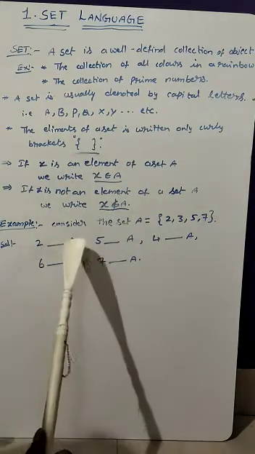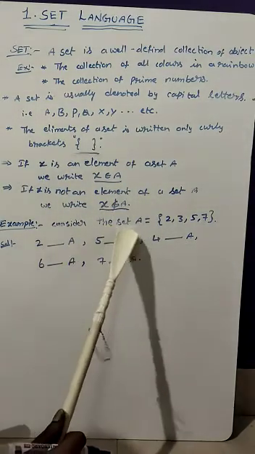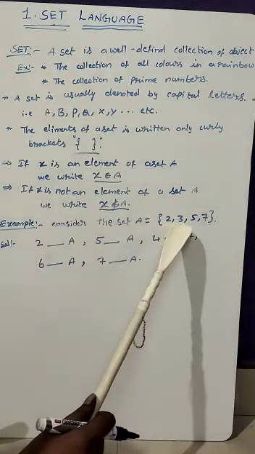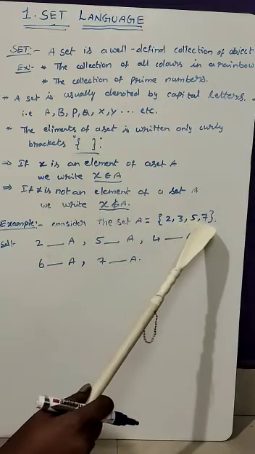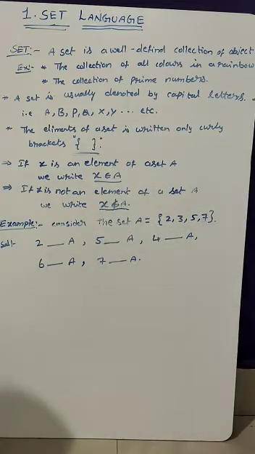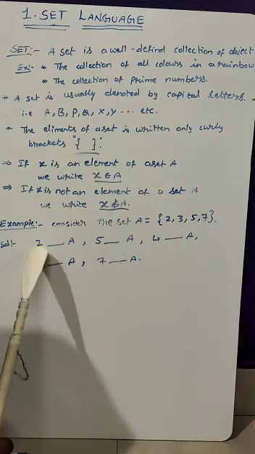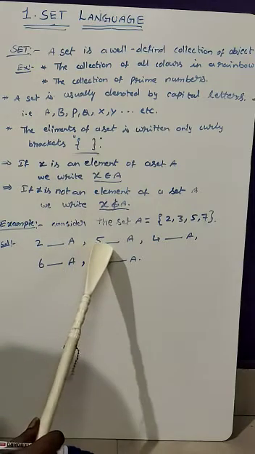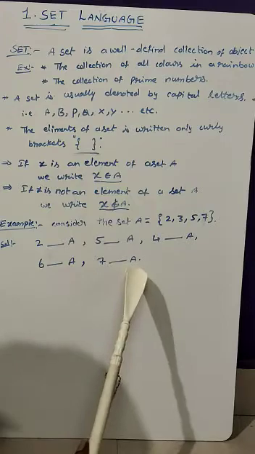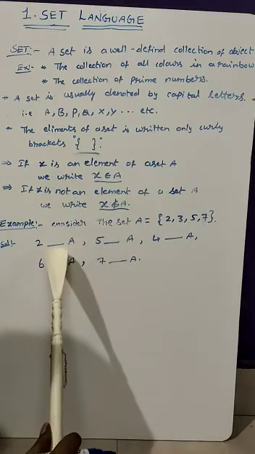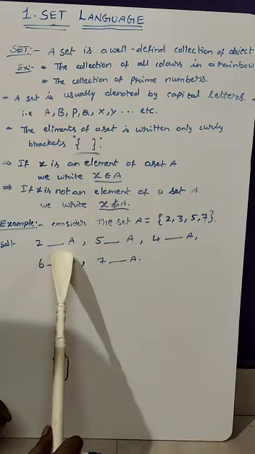Okay, so first sum. Consider the set A equal to 2, 3, 5, 7. First of all, 2 dash A, 5 dash A, 4 dash A, 6 dash A, 7 dash A. You can fill in the dash with the belongs to or does not belong to symbol.